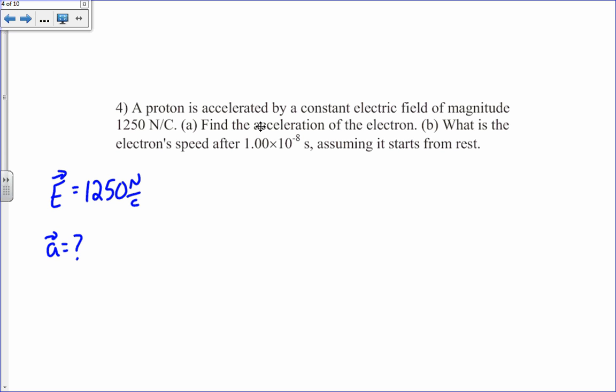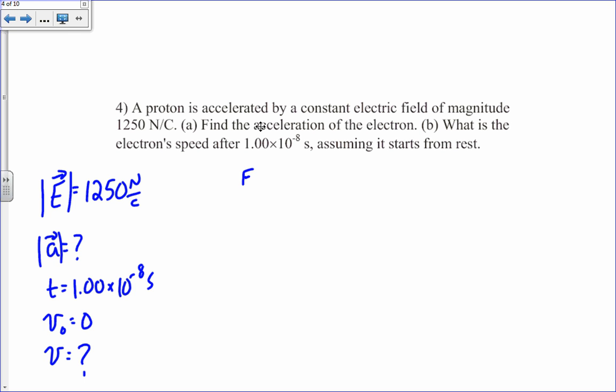And what is the electron speed after a certain amount of time? T equals 1. Assuming it starts from rest, that means that V naught equals 0. And I want to know what is its speed. I'm looking at magnitudes here, so I'm going to put some bars around those. I first need to find the acceleration.